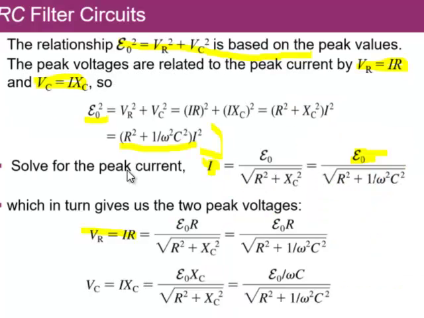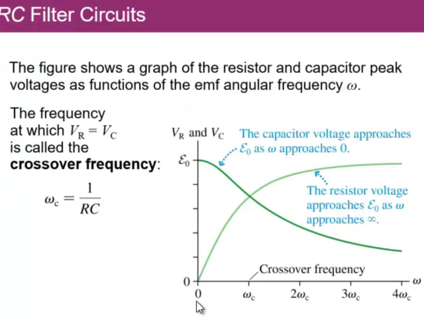If you look again at this combination for VR and VC, you'll see that as the frequency increases, if we measure the voltage across the capacitor, it's going to decrease and eventually become so small that we can ignore it, whereas the voltage across the resistor keeps increasing as we increase the frequency until we get to the maximum it can be, which is the EMF of the source at infinite frequency.